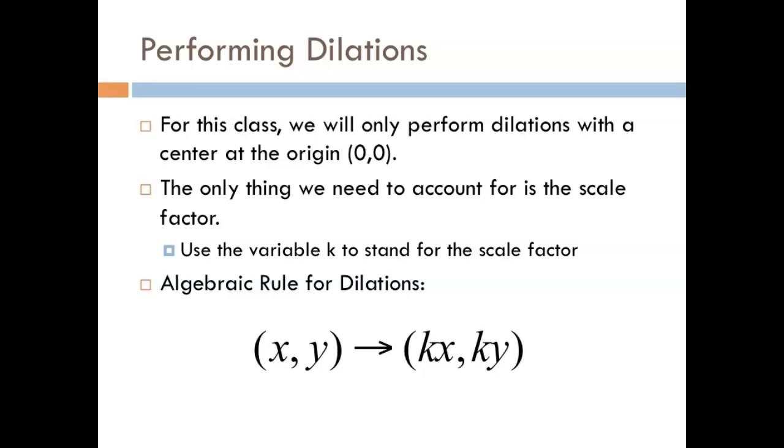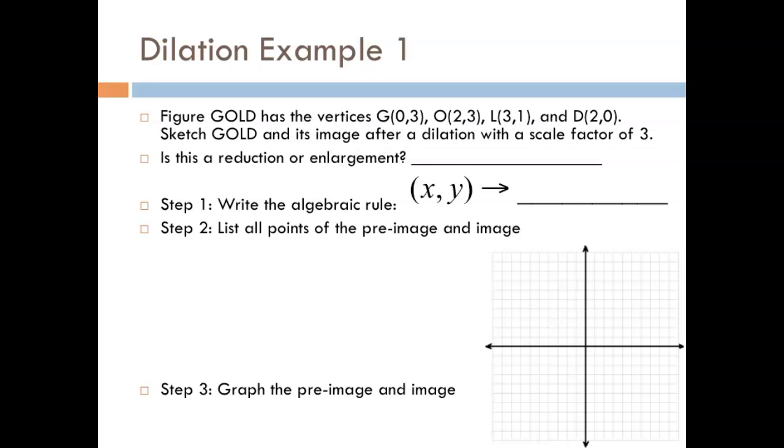Take a look at example 1. Figure GOLD has the vertices (0, 3), (2, 3), (3, 1), and (2, 0). Sketch GOLD and its image after a dilation with a scale factor of 3. So first, is this a reduction or enlargement? Well, because the scale factor is 3 and 3 is greater than 1, we know this is going to be an enlargement. So our rule is going to be (3x, 3y). So now we'll take each point that was in the original image and we're going to multiply both x and y by 3.